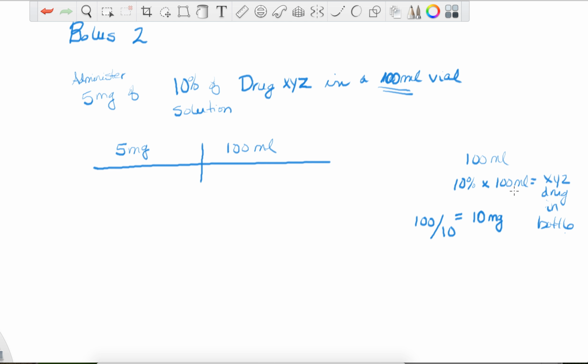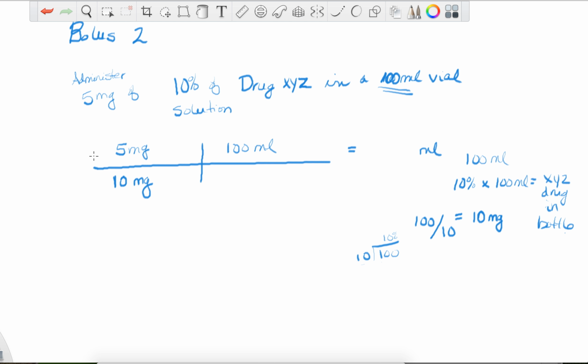in 100 milliliters, right? Because if we took 100 and divided it by 10, because that's 10%, we would get 10, right? So we know that a 10% solution simply means that there are 10 milligrams of drug mixed in 100 milliliters of fluid. So the total amount of drug in the container is 10 milligrams. So now the question is, how many milliliters are we going to administer to get the dose of 5 milligrams?